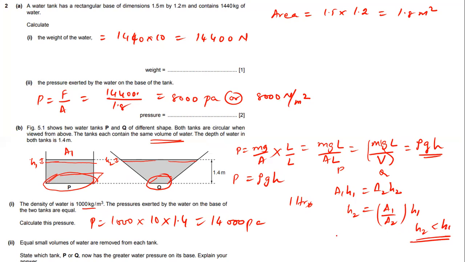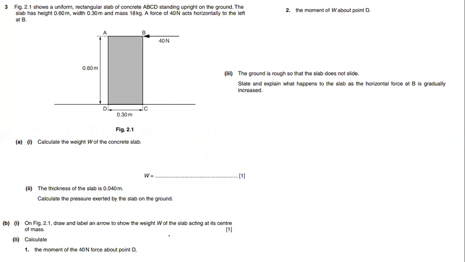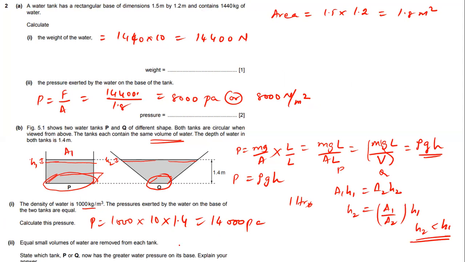When H2 becomes lesser than H1, what else can happen? Now let us look at its effect on the pressure. We know that the pressure is equal to rho g H2 in the second case. What is he asking here? Equal volumes of water are removed. State which tank P or Q now has a greater pressure. And now it's not H2, it is H over here. P equal to rho g H, where H is this height now. It is not 1.4, it is lesser than that.